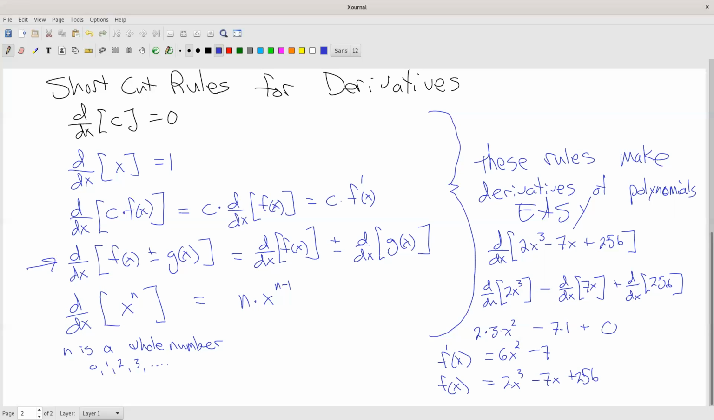All right, so that's way easier than the difference quotient, based on those rules there. In a moment, I'm going to justify the power rule, which is this one over here.